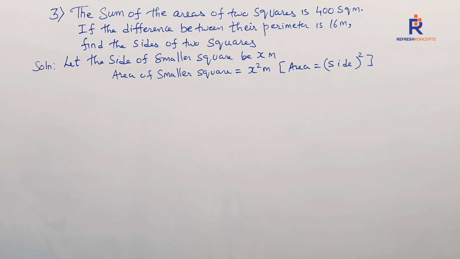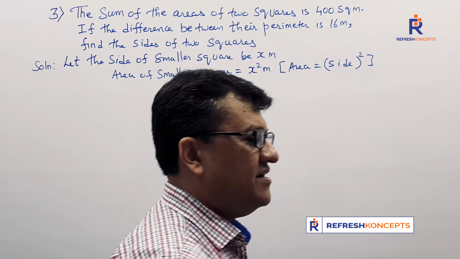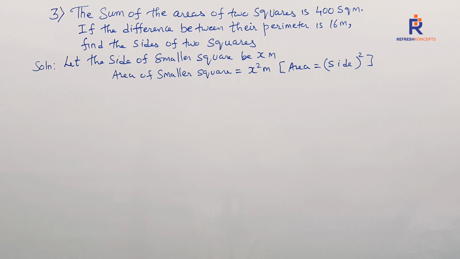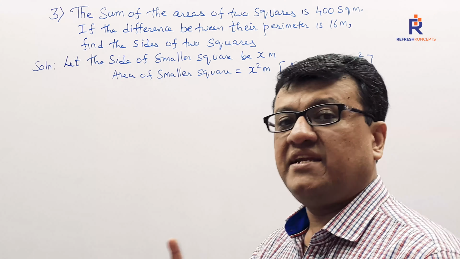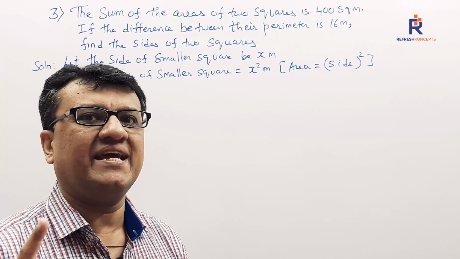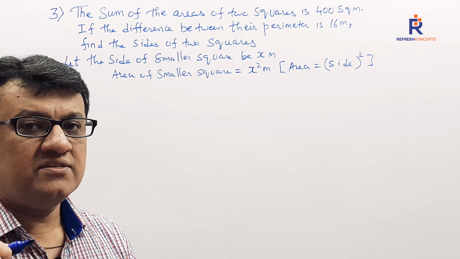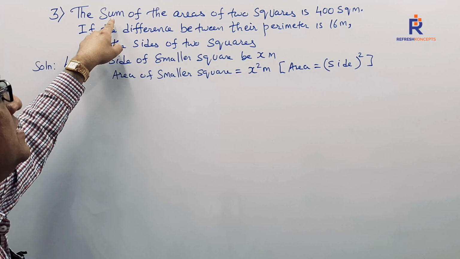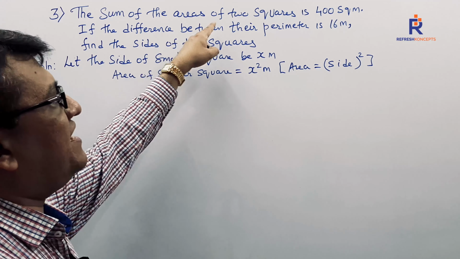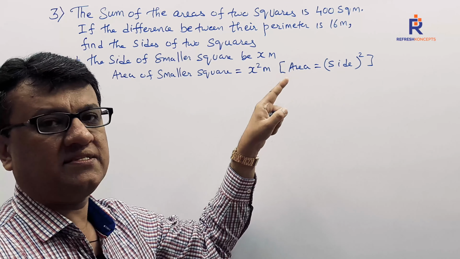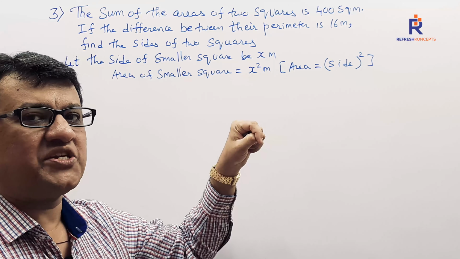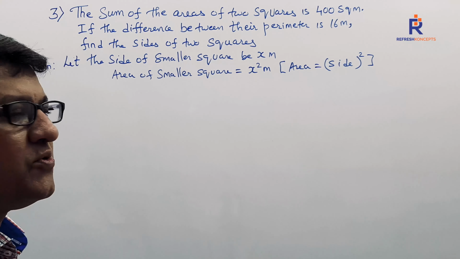We need to go and find out what is the side of the second square. Now children, should I initialize one more variable, or do I have to look into the question once again, read the question and try to understand how I can get the side of the second square? Read the very first line: the sum of the areas of two squares. That means area of smaller square plus area of larger square is 400 square meter.